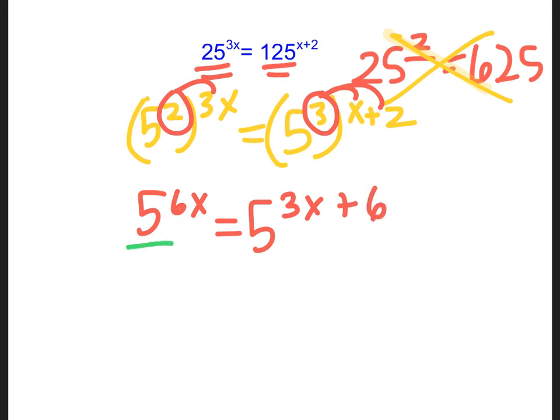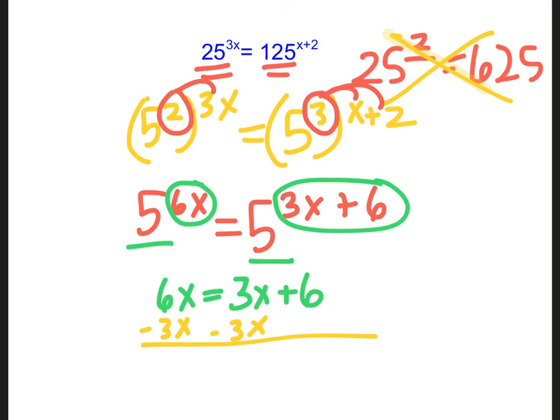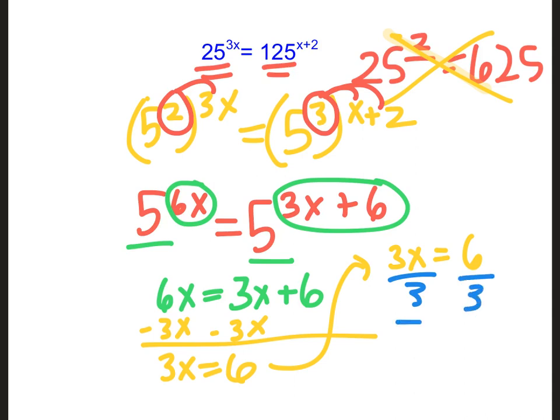Again, at this point, my bases match, so we only care about the exponents, and I have 6x equals 3x plus 6. From here, we're solving for x, so I want to move all my x's to the left side. So we're going to do minus 3x minus 3x. I get 3x equals 6. Again, I'm just going to move that up here so I have some room. I need to get rid of that 3 in front, so I'm going to divide both sides by 3, and I get x equals 2.